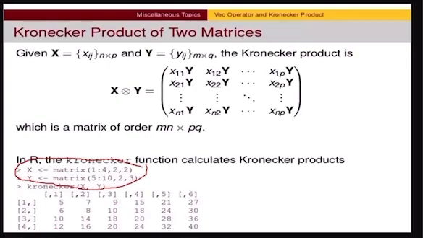Performing a Kronecker product, the kronecker function itself is inbuilt in R. So the moment I have my matrices X and Y, I'm just going to write kronecker. Can you see that? X comma Y. You see this guy here? Kronecker X comma Y. And that is going to give you the results.